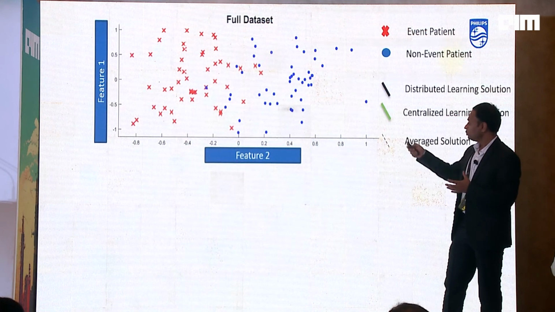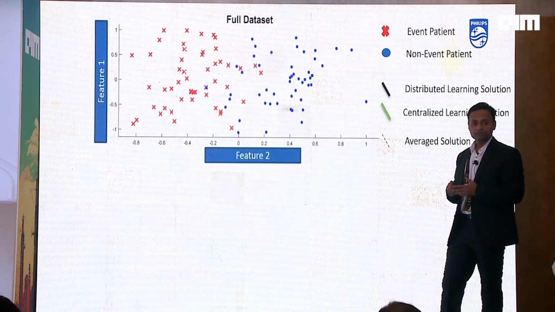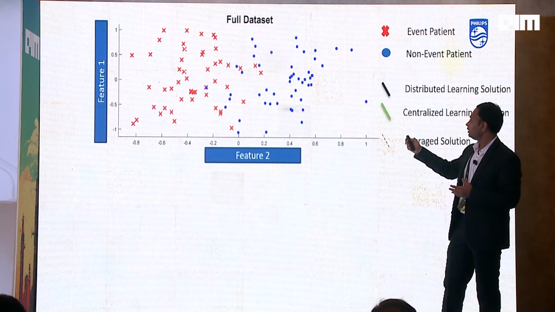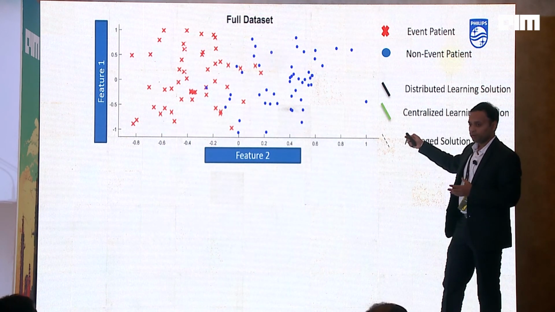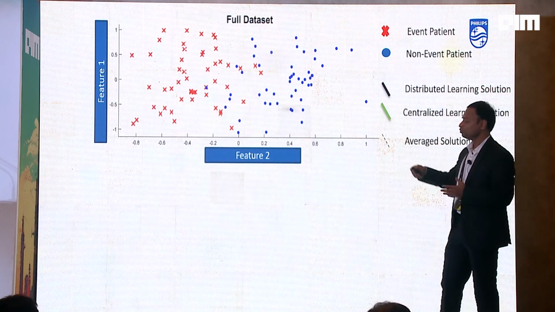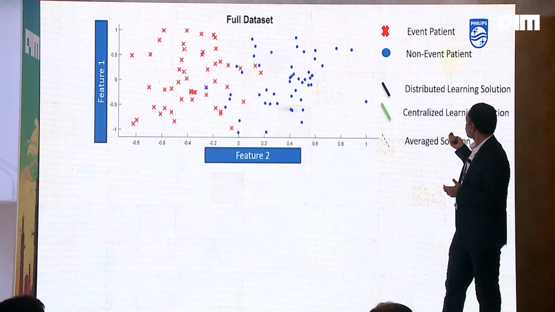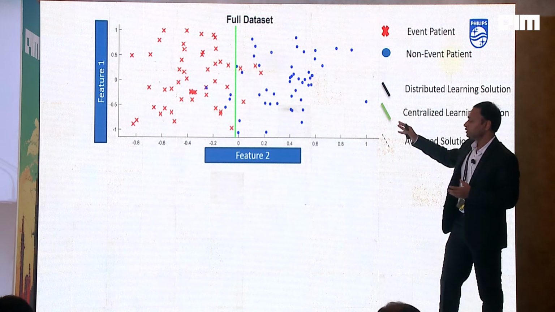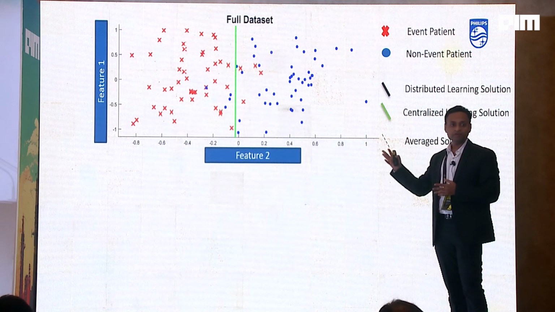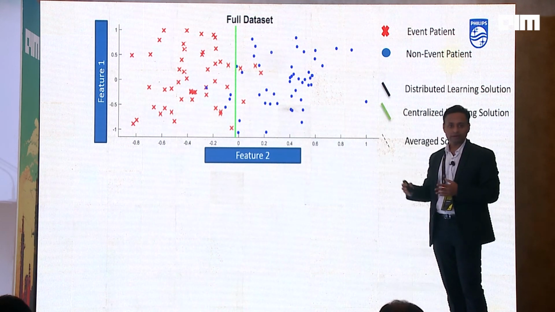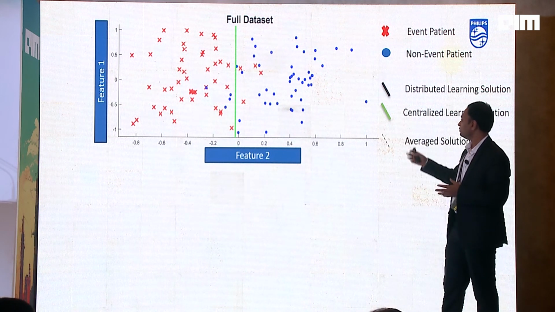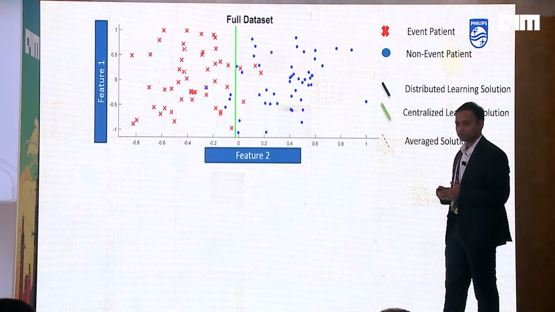And to put into context how federated learning is done, let's, for example, take a data set which has an event and a non-event. For simplicity, we just take a two-feature set. Assuming you want to build a classifier for this, the best decision plane would be something like the one on the green line, right? So where you want to differentiate between an event and a non-event for a patient.